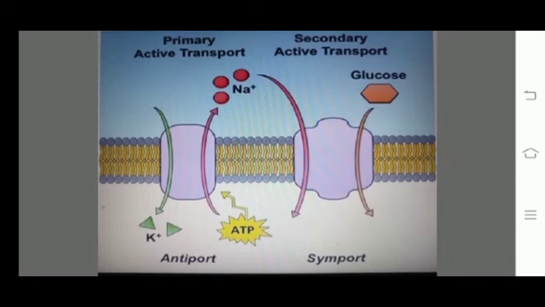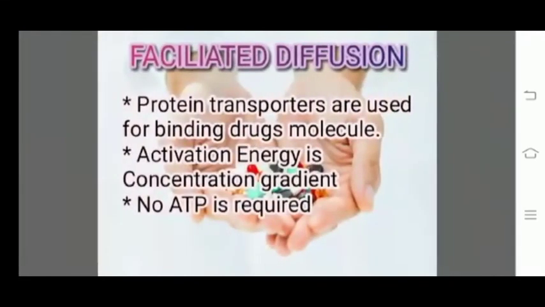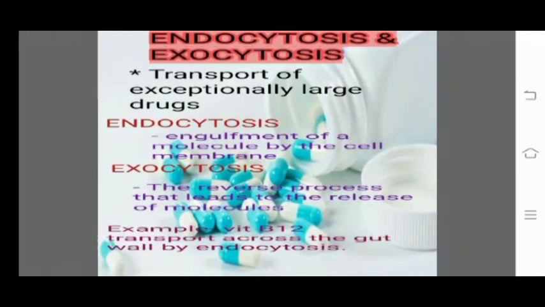The next is facilitated transport. Facilitated transport, I already described by the idea of mud in water. So the carrier binding process is the same as active transport, but the movement of the drugs is along the concentration gradient. So here no energy is required. The third and final one is endocytosis and exocytosis.